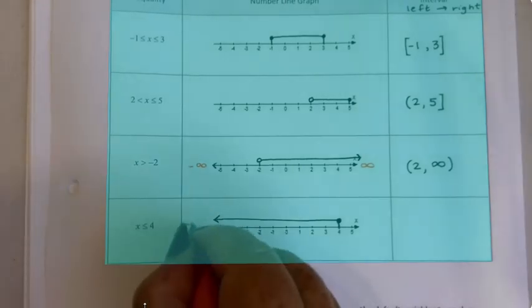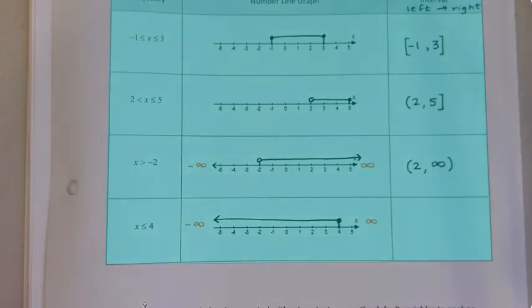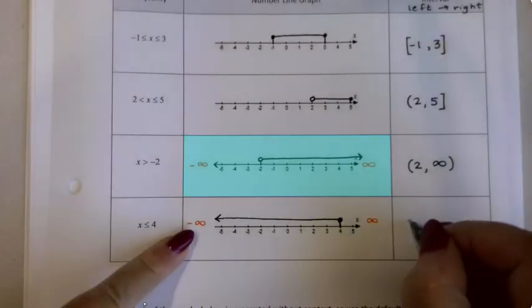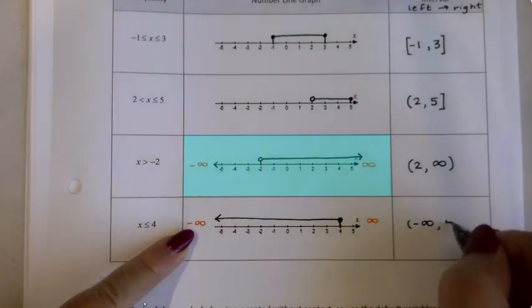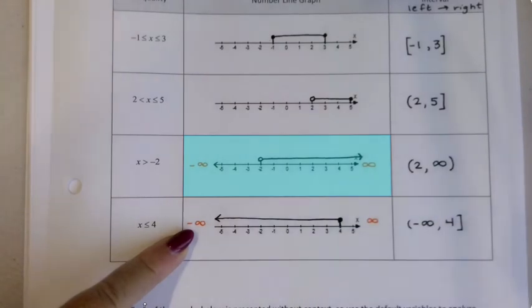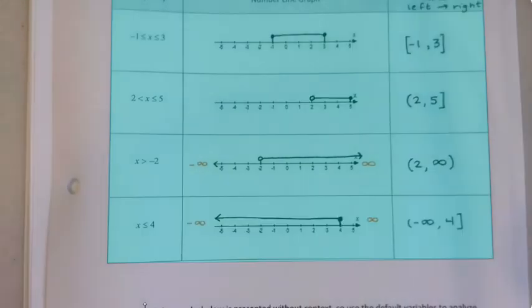Again, I want to think about -infinity and positive infinity as kind of being at the far ends of my number line. Always, always read your interval from left to right. So -infinity is my leftmost end point, if you will. And I continue to 4, which is my right end point. You'll notice I used the parenthesis at -infinity because I can never actually get there. But because of the closed dot there at 4, I used the bracket.